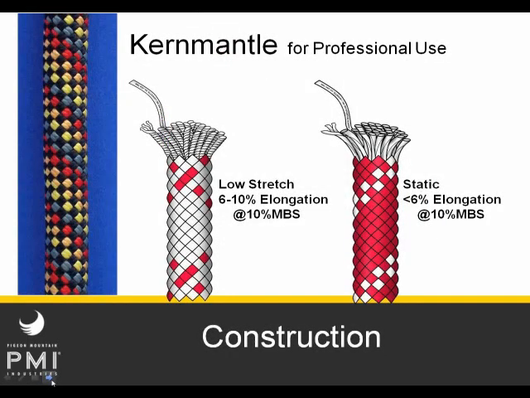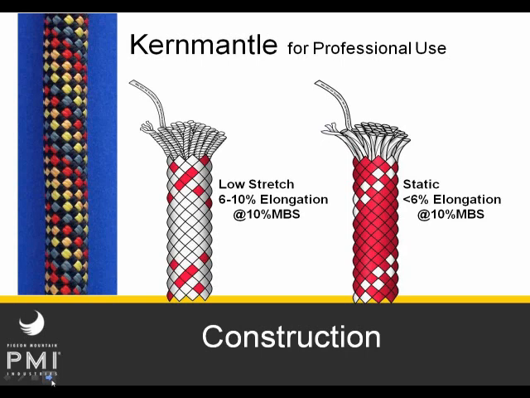Again, we're going to focus primarily on low stretch and static kernmantle rope. As you can see, the rope on the left, we call low stretch rope. It has a fairly thick sheath. It has a certain amount of twist in the core, and it's designed to have 6 to 10% elongation at 10% of its minimum breaking strength, making it a little bit stretchy, but not very stretchy. Static rope, on the other hand, is made to have absolute minimal elongation. The core fibers tend to be very, very straight. The sheath tends to be very, very thick, and it tends to be designed in such a manner that it is very, very stable for lowering or raising or hauling.